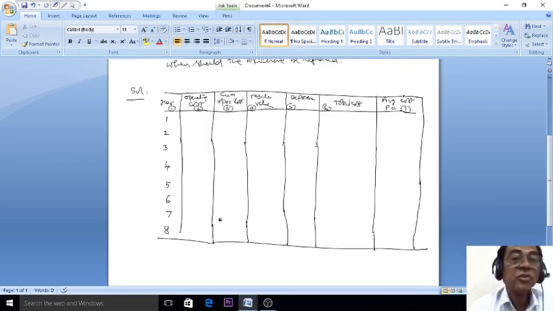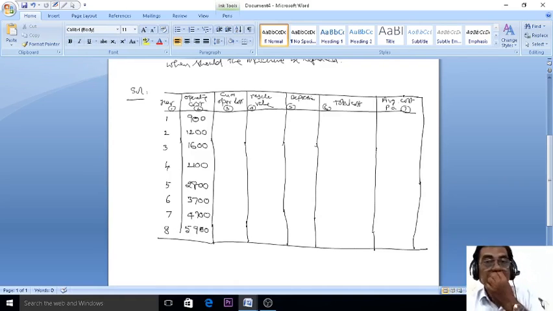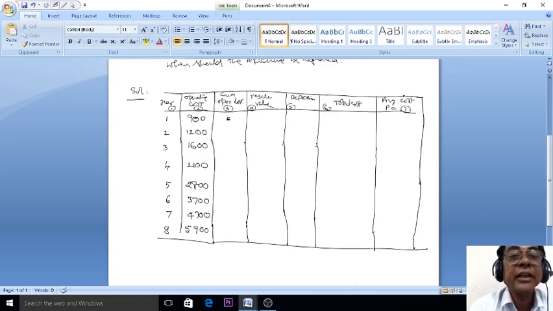So first, operating cost. Operating cost is given in the question. Please note down 900. Write down here 900. The next one is 1200. The next one is 1600. Fourth one is 2100. 2800. 3700. 4700. 5900.